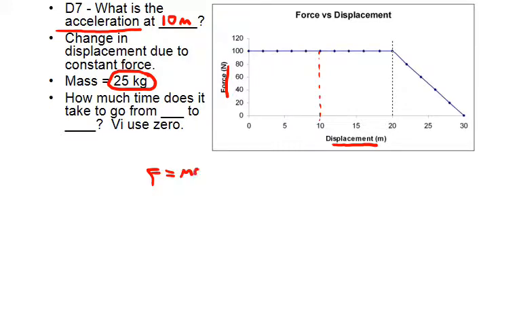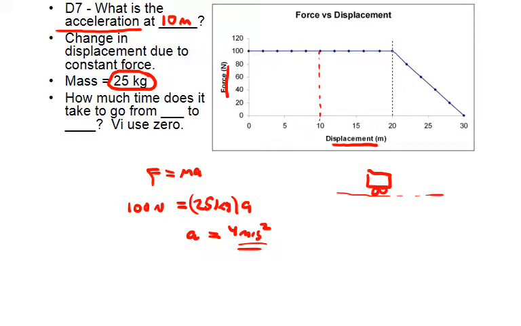So F equals ma. We know 100 newtons of force. We have 25 kilograms as the mass. So the acceleration would therefore be 4 meters per second squared. So whatever this object is, that's the acceleration of it, for the change in displacement with the constant force. So let's say, during this time period there's a constant force of 100 newtons. We could say this is on a cart, and we're pushing this cart with 100 newtons of net force and making it go faster. There's an acceleration.